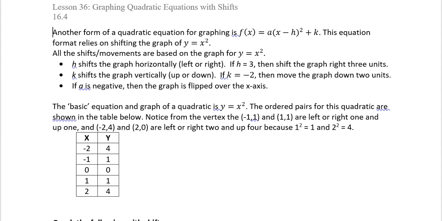The reason I point out left 1 or right 1, up 1, or up 4 is based on the quadratic. If I take 1 and square it, I get 1, so if I'm going left 1 and square it, I get a 1, so I go up 1. While if I'm going left 2 and square it, that tells me I'm going up 4. It helps me remember this table a little bit, and it connects it back to the fact that we have an x squared in our parabola.